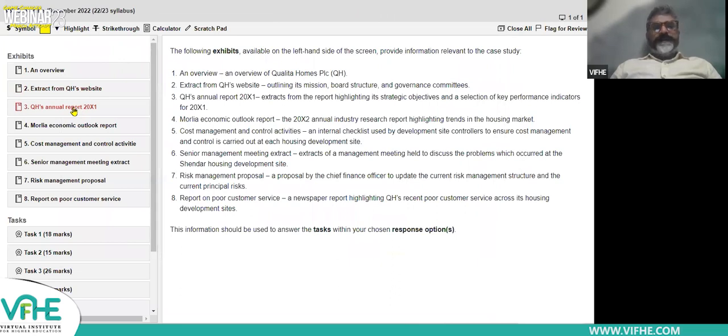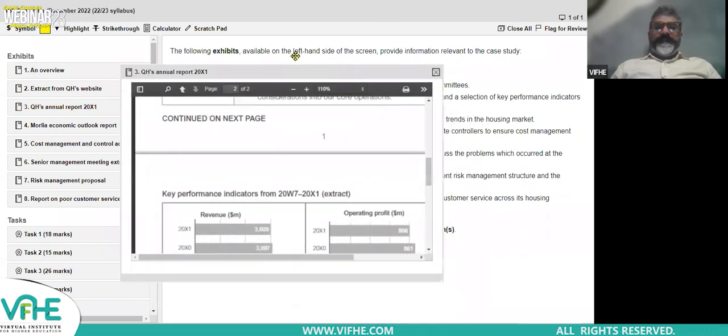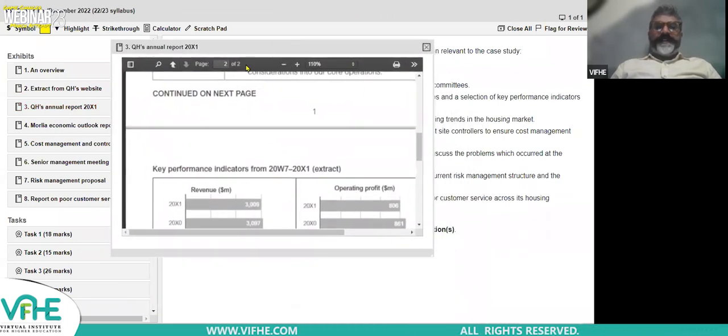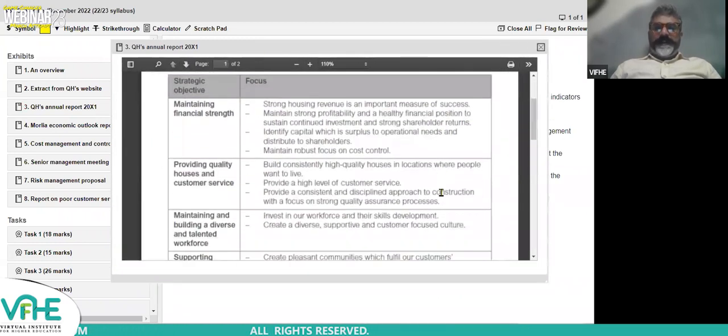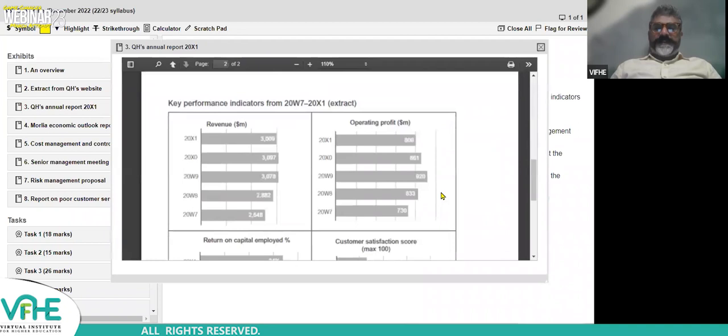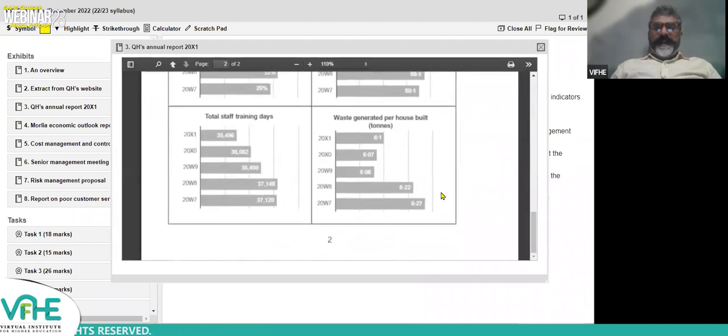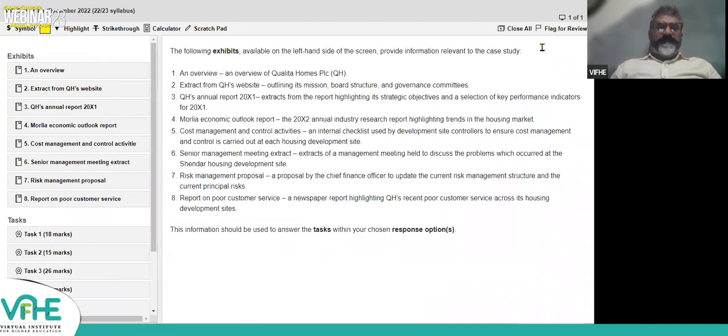Annual report. What do you think? Annual report. 1:many. You see it's 2 pages here. Can you see the number of pages? So definitely annual report is 1:many because it is lengthy and I can use this information in various requirements.